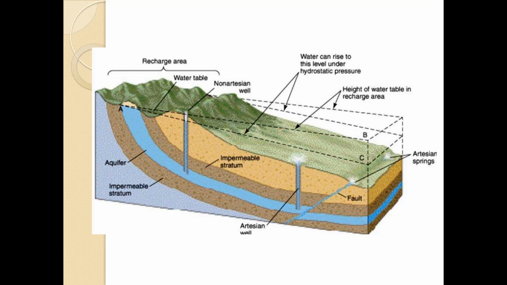Again the same example, that is how much water can rise and the height of the water table in the recharge area. So as I told you earlier, this is the recharge area, this is the water table, this is the non-artesian, and this is the artesian well. So same thing is there, and the fault is present over here. So again these artesian springs are present over here. Because of the fault, the water flows out from this aquifer.